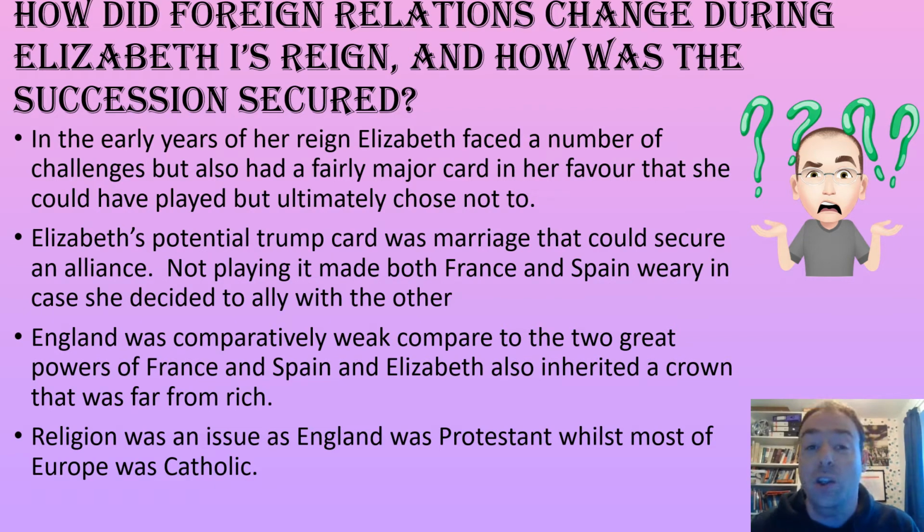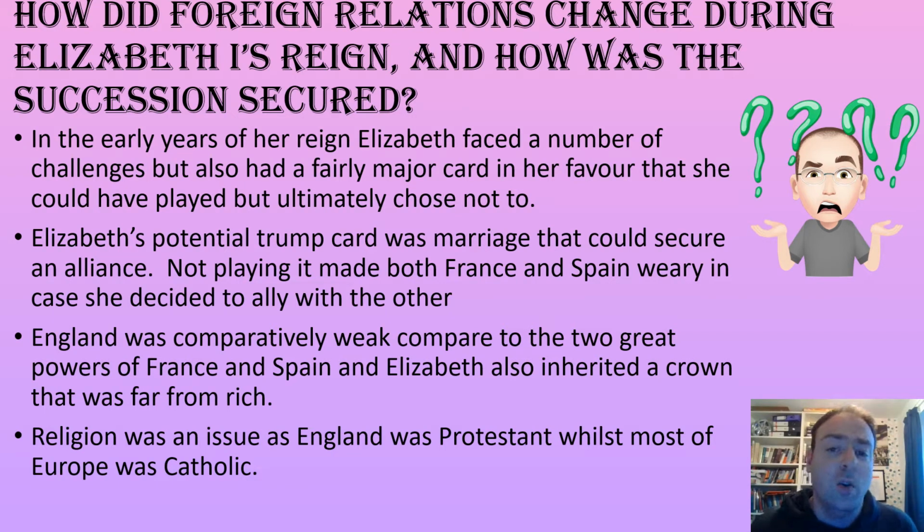So the key question on the spec is how did foreign relations change during Elizabeth's reign, and how was succession secured? We've got a lot of different parts that feed into that, and we're going to look at relations with different countries and how they change. This issue of succession is really important because it links in with the idea of marriage, and also with another key figure, Mary Queen of Scots.